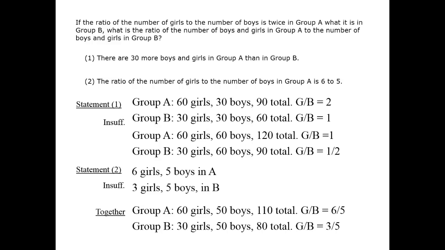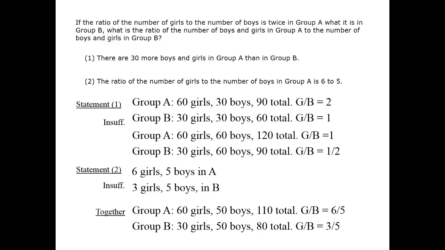Notice that the GB ratio of A is twice that of B, as is required by the question. Notice also that the total in A is 30 more than in B, as is also required by statement 1. Finally, the ratio of the number of girls to the number of boys in Group A is 6 to 5, as required by statement 2. Now we can try to generate another allowed case. We should always attempt this.